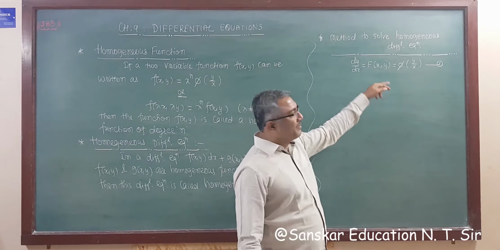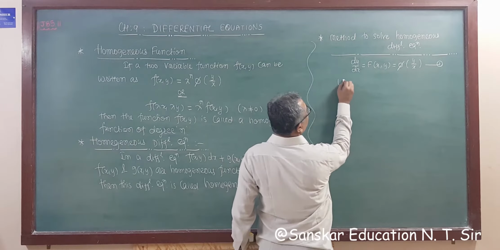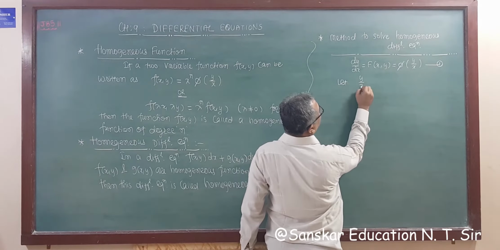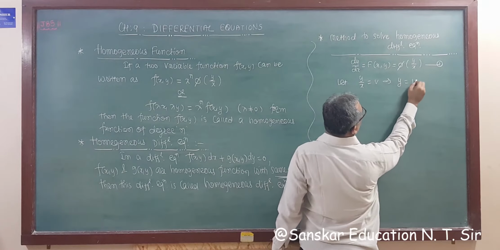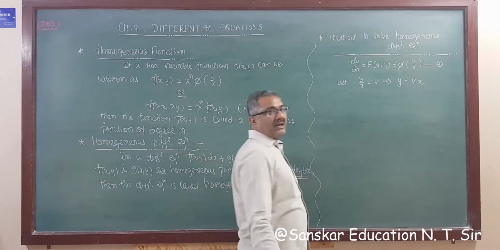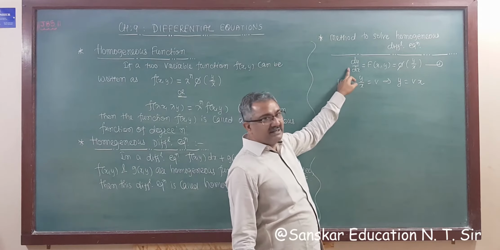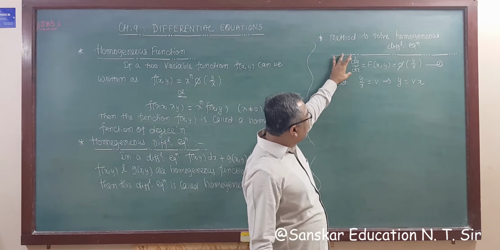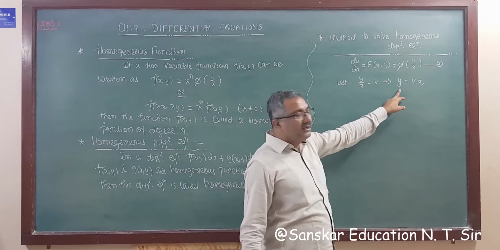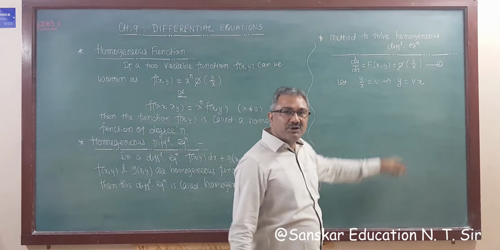So let y by x is equal to v. So we assume that y by x is equal to v. So this implies y is equal to vx, right? Now we have to change this differential equation in form of v, which means we need dy by dx, so we differentiate this function with respect to x.